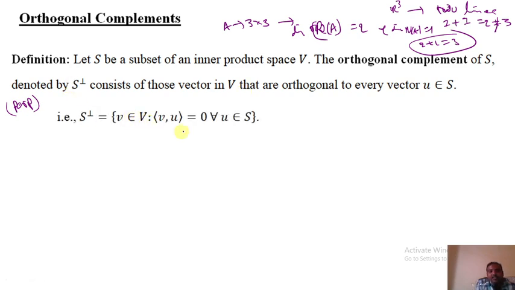the inner product of v, u is 0 for every u in S. Whatever vector you take, suppose I am taking a vector v, you have to find S perp.